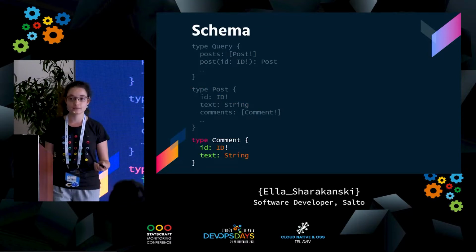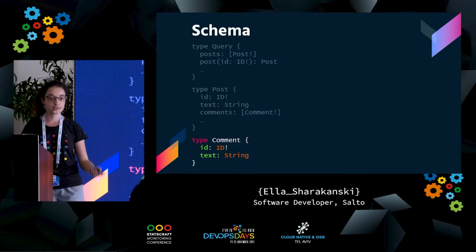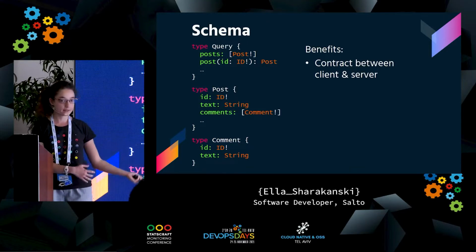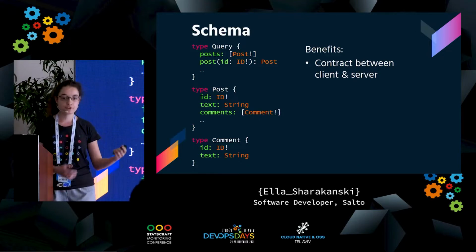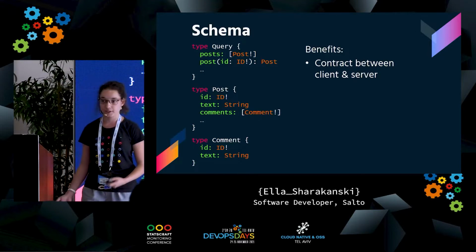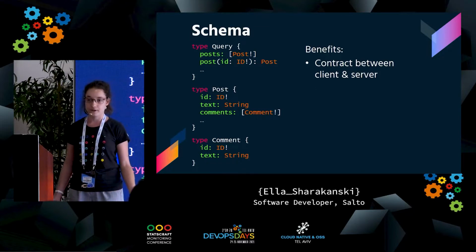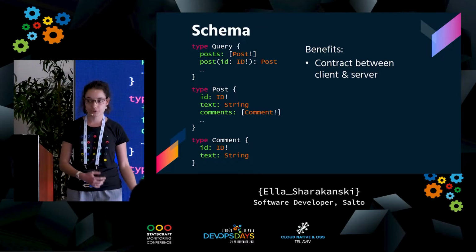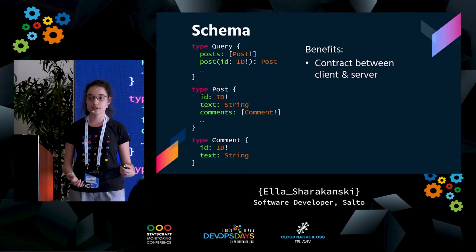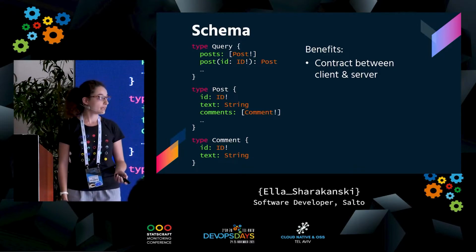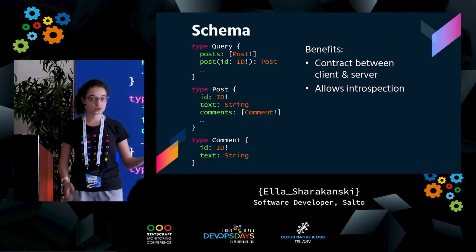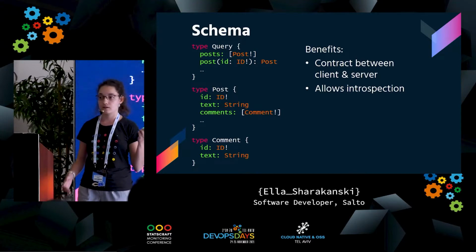Having a schema has many benefits. First, it serves as a contract between the client and the server. So when you're about to develop a new feature, the front-end developer and the back-end developer can first decide on the schema together, and then they can start developing the feature simultaneously because they already know what the API is going to look like.